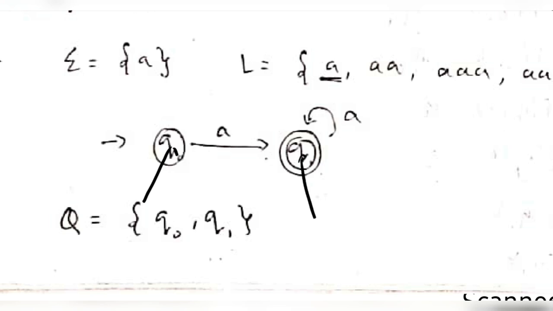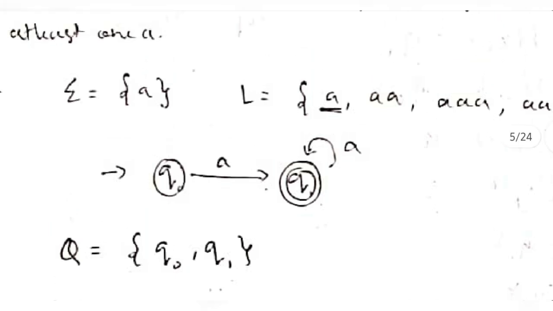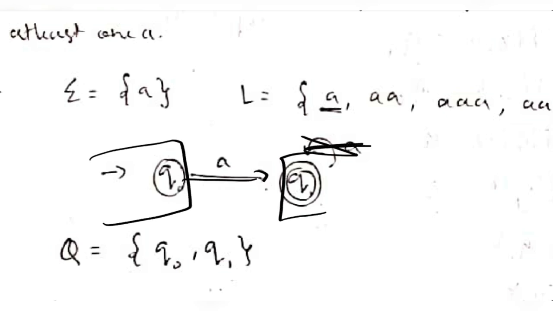After making the states, write there Q0 and Q1. You can write any denotation there, like A0, A or B, 1 or 0, anything you can write. But mostly we use Q0 and Q1. So, these are the starting and ending state, and after that what we have to do is make an arrow. This is the starting, this is the ending.